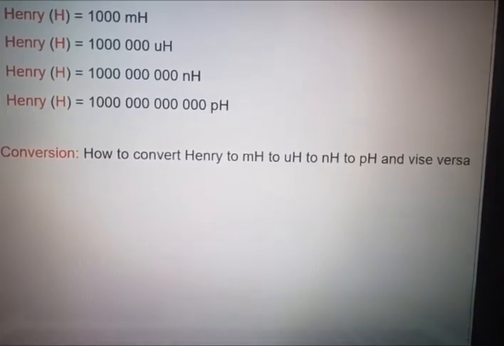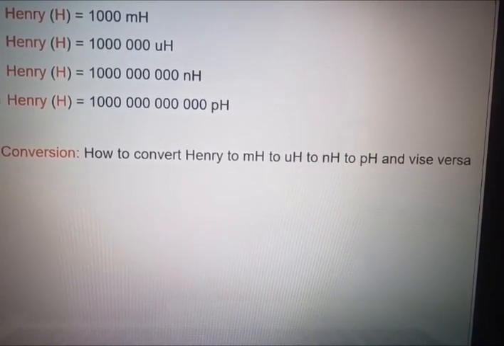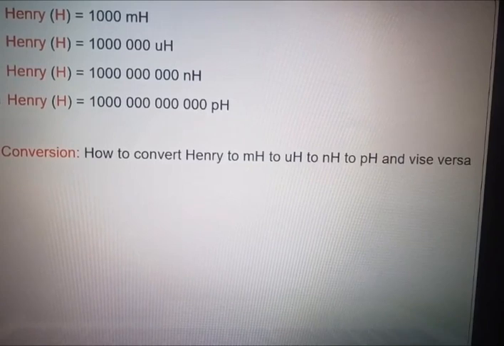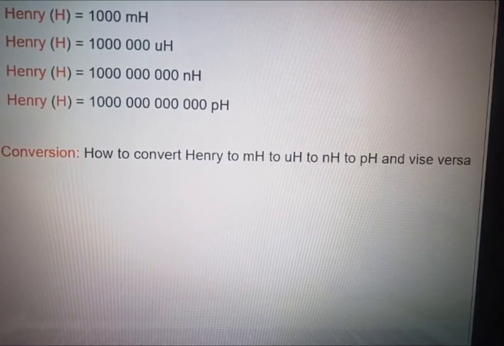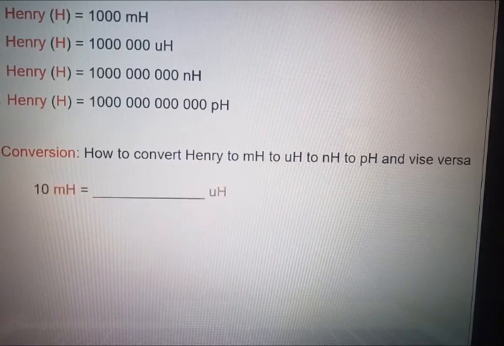Okay, so let's continue our lesson, guys. So how to convert henry to millihenry to microhenry to nanohenry to picohenry and vice versa. So let's start with number 1 example. So 10 millihenry convert to microhenry.